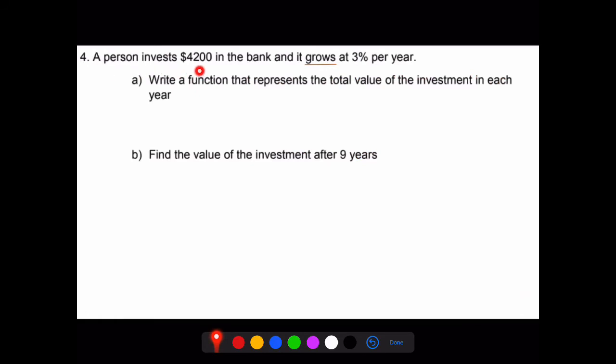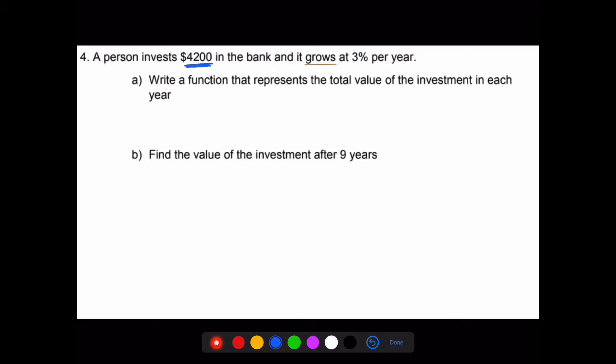A person invests $4,200 in the bank, and it grows at 3% per year. Write a function that represents the total value of the investment in each year, and then afterwards we'll find the value of the investment after 9 years. So looking at the information that they gave us, they said that we invested $4,200.